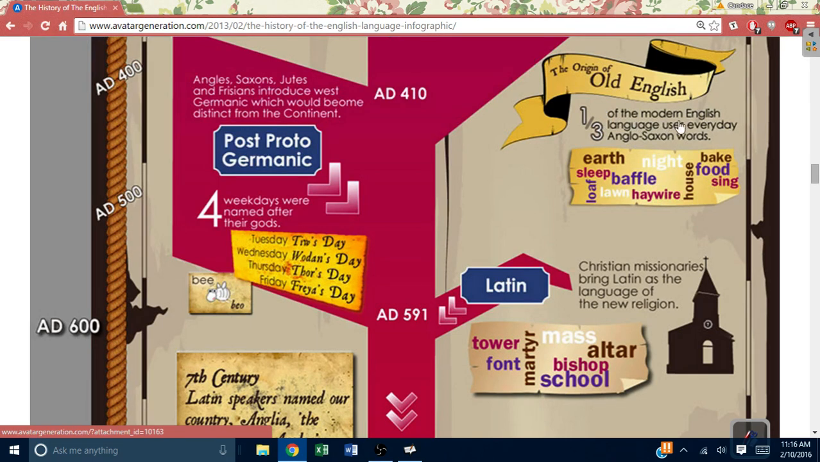One third of the modern English language uses everyday Anglo-Saxon words like earth, night, house, food, bake, sleep, loaf, and all, etc. All these words come from that Old English. Now there are also a whole lot of other words that we don't use anymore that are part of the Old English. So the Anglos, Saxons, Jutes, and Frisians introduced West Germanic, which would become distinct from the continent.